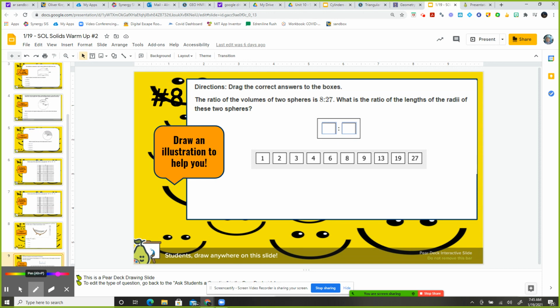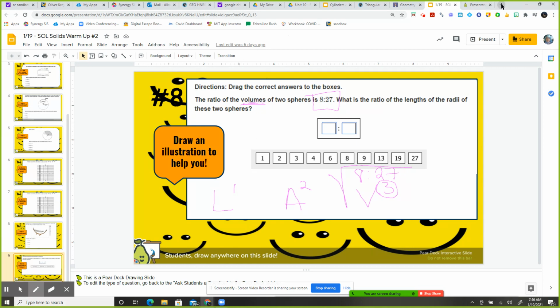The ratio of the volumes of two spheres are 8 and 27, and this is volume. What exponent does volume have? Is it meters, meters squared, or meters cubed? What does volume have? Cube. So we've got length, we've got area, and we've got volume. And volume is cubed. Area is squared, and length is to a power of 1, right? So if my volume is 8 to 27, if I take the cube root of that, that'll take me back to length, right? So what is the cube root of 8?